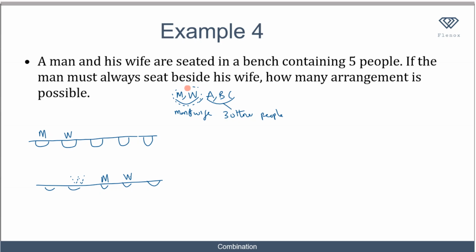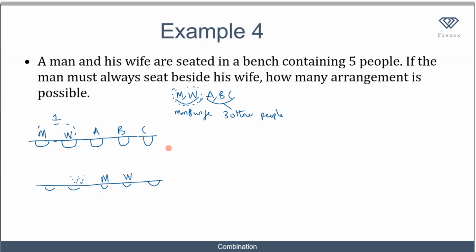So let me do it like this. I can sum them up as just one entity, and I'm left with the remaining people A, B, and C. So if I take this as one person, I have what, like I did when I was solving the previous example where we had elves. Remember the example of the elves. So now I take it as 1. So now instead of having 5 people, I have what? 1, 2, 3, 4, because I've lumped the man and his wife together as 1.